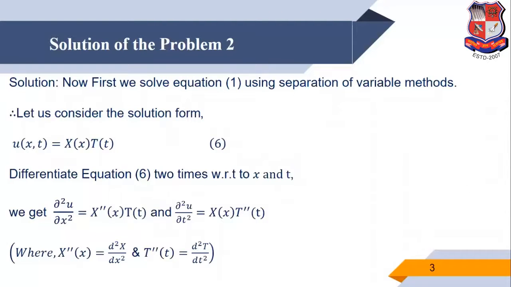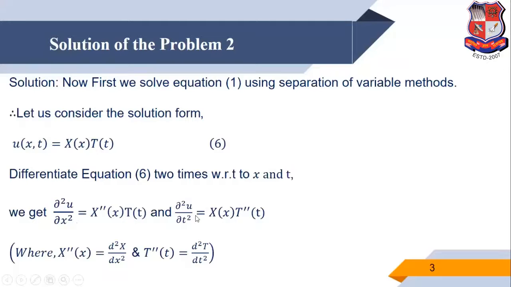So obviously first we solve equation 1 using the separation of variables method, which was also discussed in problem 1. First we consider the solution form u(x,t) = X T. Now differentiate equation 6 with respect to x and t two times. So we get ∂²u/∂x² = X''T and ∂²u/∂t² = X T'', where X'' is d²X/dx² and T'' is d²T/dt².